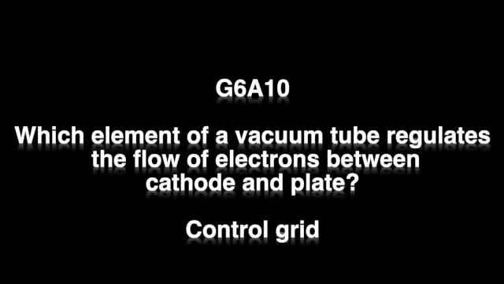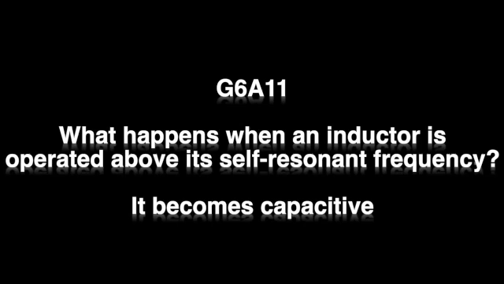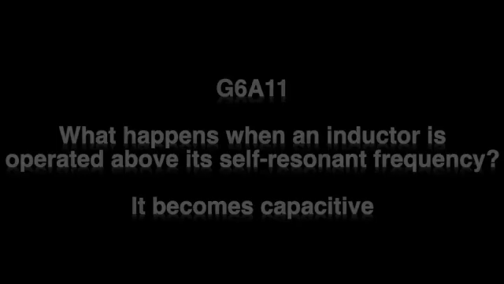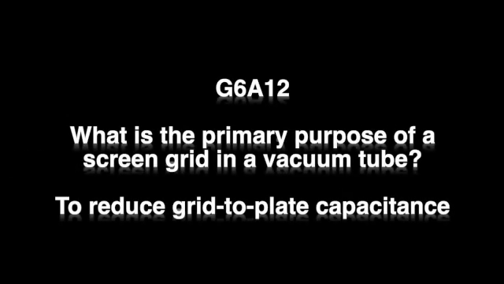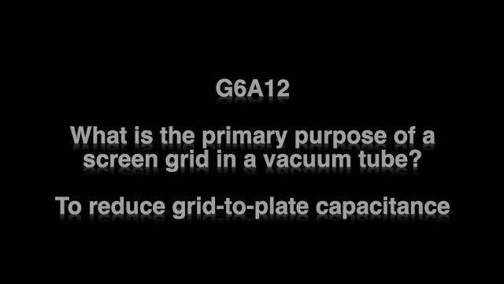G6A10. Which element of a vacuum tube regulates the flow of electrons between cathode and plate? Control grid. G6A11. What happens when an inductor is operated above its self-resonant frequency? It becomes capacitive. G6A12. What is the primary purpose of a screen grid in a vacuum tube? To reduce grid to plate capacitance.